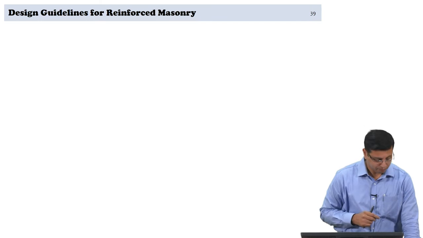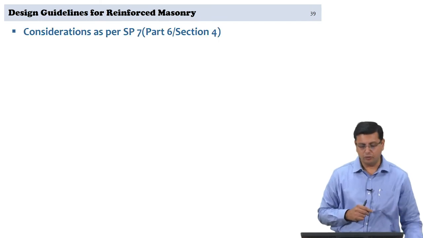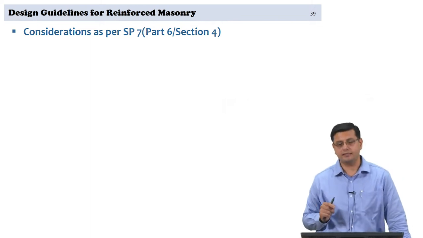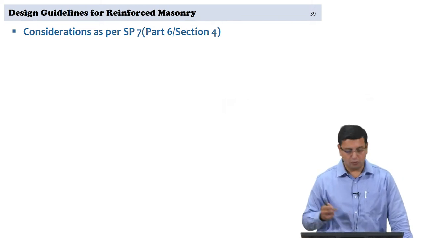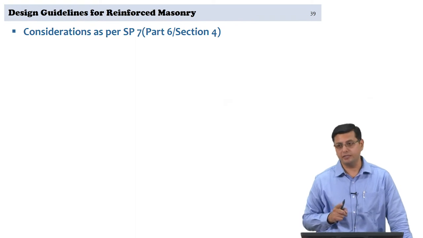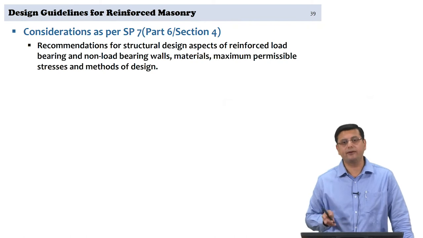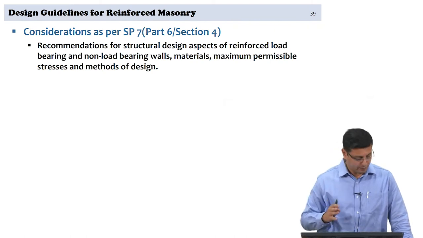So, we begin by getting an overview of what the National Building Code's recommendations are with respect to reinforced masonry. So, that is what we are going to be looking at today, the guidelines for reinforced masonry itself. So, we are specifically referring to part 6, section 4 of the code, which is available in volume 1 of NBC.